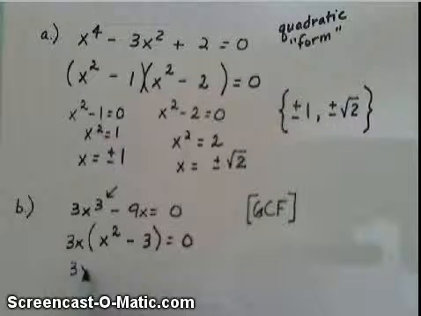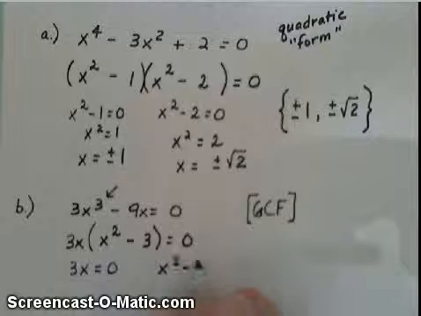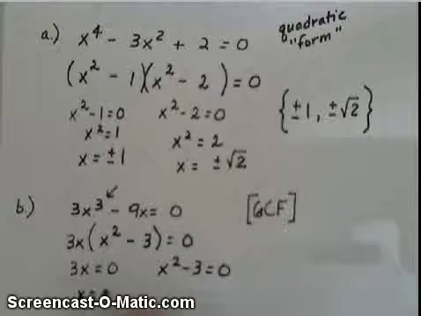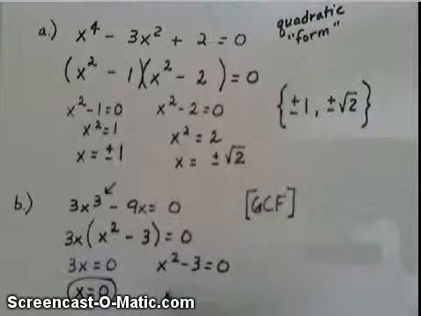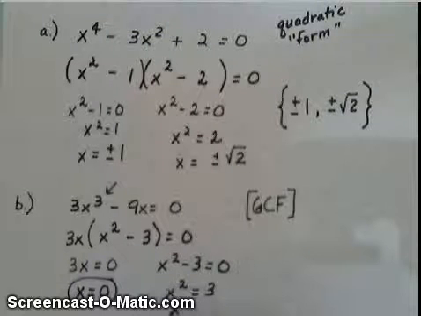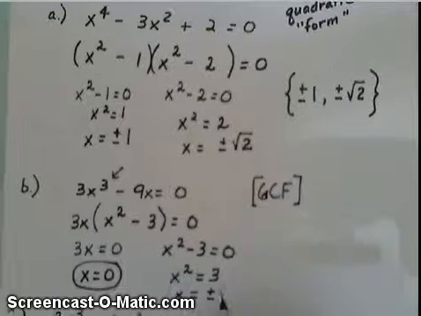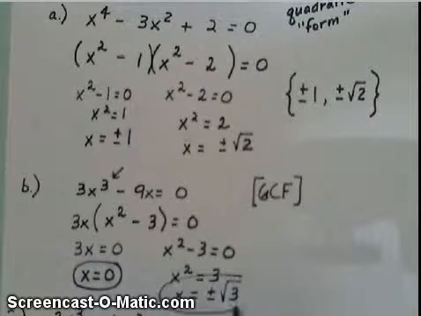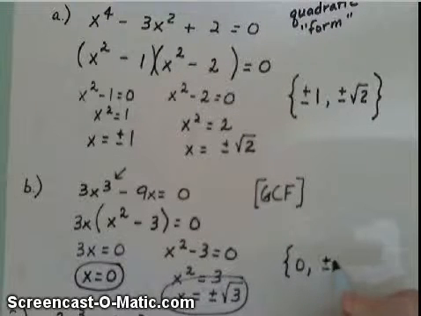So 3x is one factor, and that equals 0. And x squared minus 3 equals 0 is the other one. This has one answer, x is equal to 0. And this right here, x squared means 2 answers, is equal to 3. And x is equal to plus or minus, always important when you take a square root, the square root of 3. The solutions for this problem are, there are 3 of them, 0, plus or minus the square root of 3.